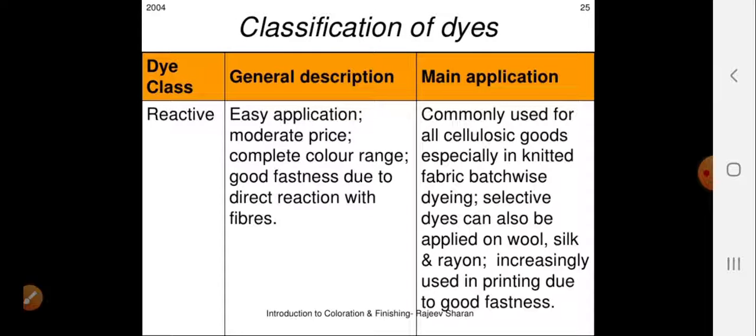Next class of dye is reactive dyes. So it is very easily applicable. The application: moderate price range, complete color range, good fastness due to direct reaction with fibers. So by far, this has been the most applicable as compared to other types of dye, and even the price range is moderate. So, as compared to vat dyes, the popularity of reactive dyes is increasing.